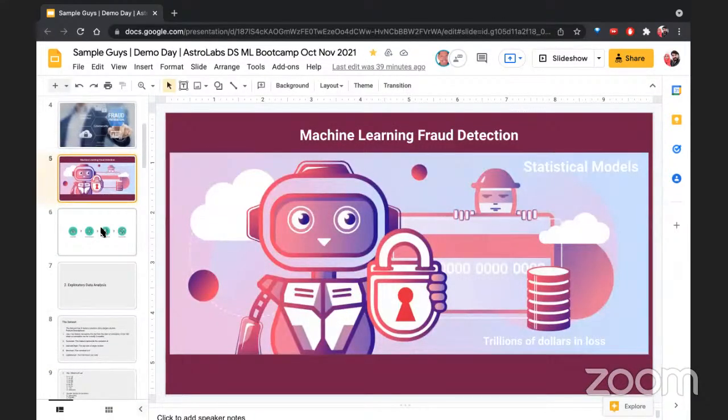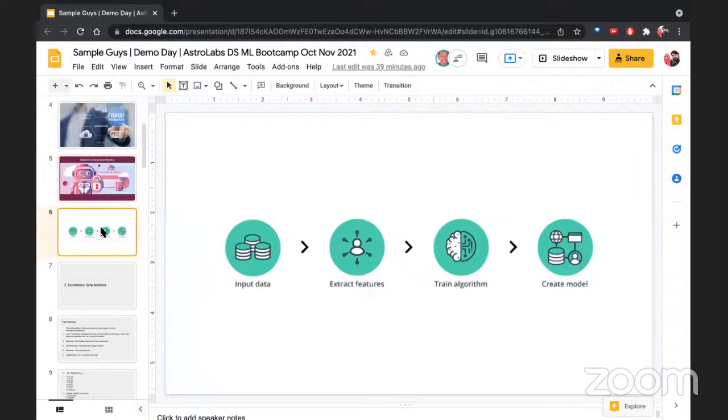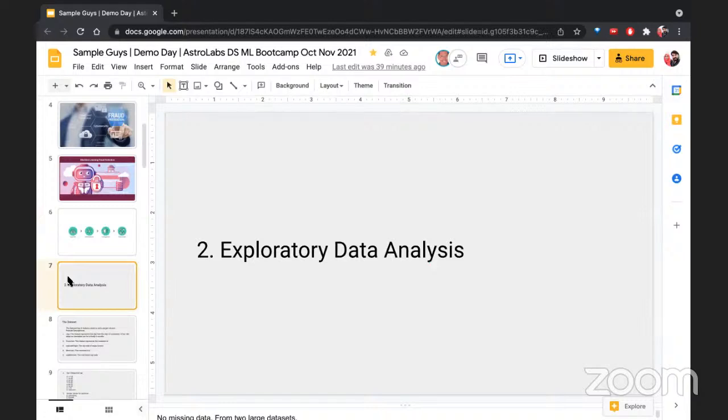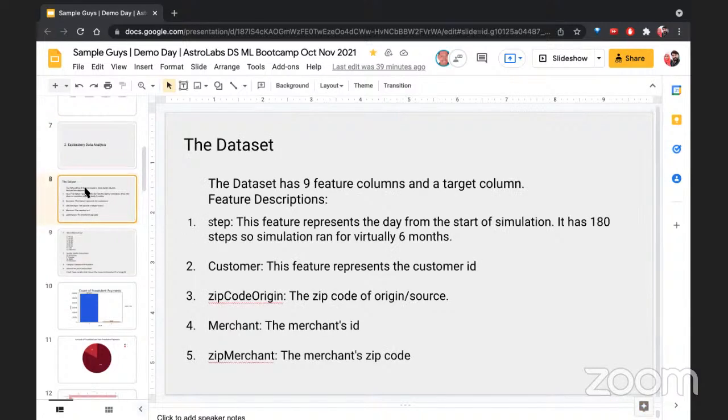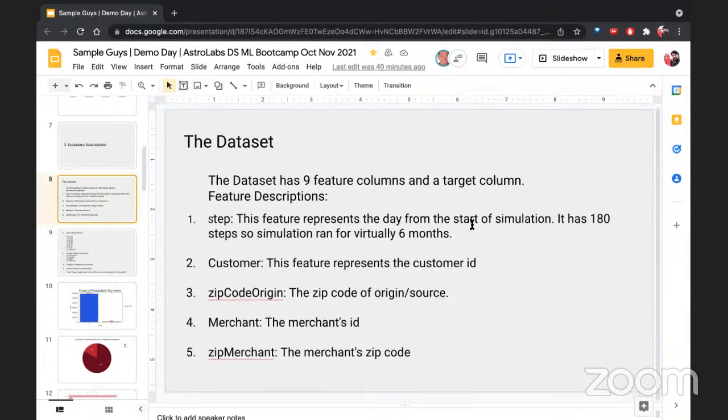So let me get into how we did this. These are the basic steps we followed. First, we collect the data, and then we extract the features. Features are the things that will decide whether a transaction is fraud or not. We then train the machine on all the data, and then we create a model. Coming to the exploratory data analysis, or feature extraction step, this data set has 9 features. Features are the things that determine whether a transaction is going to be a fraud transaction or not, and that is our target column.